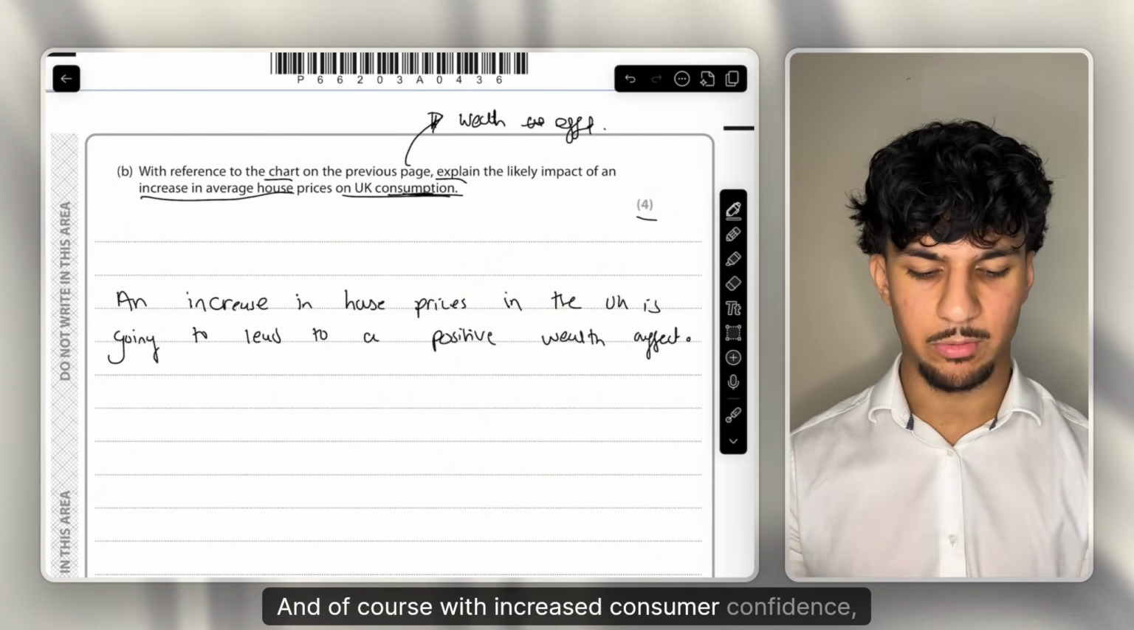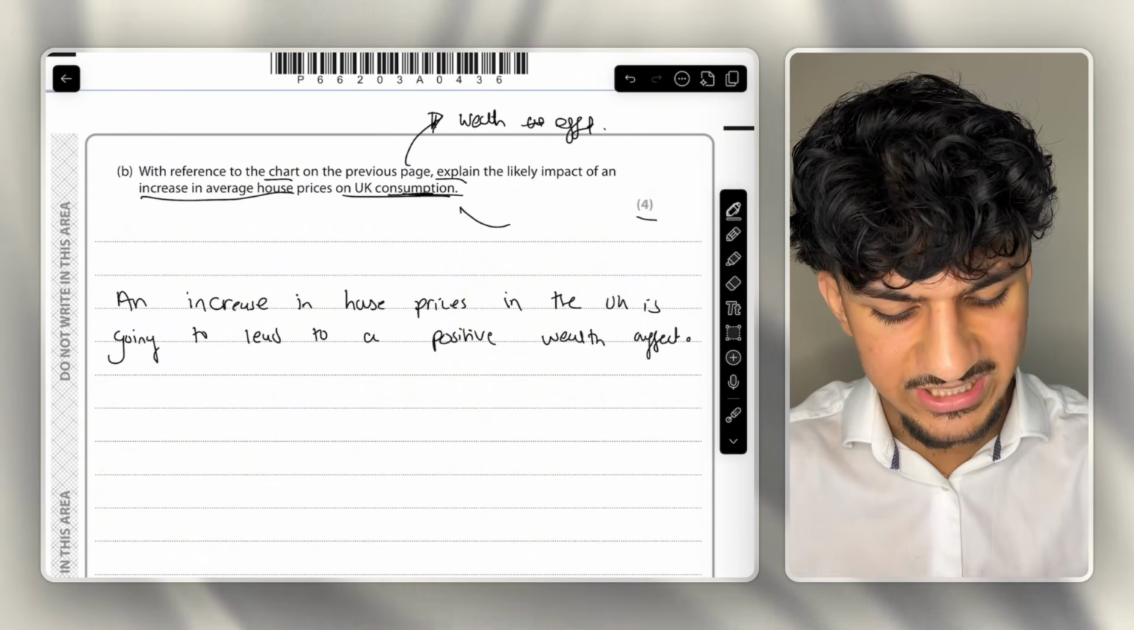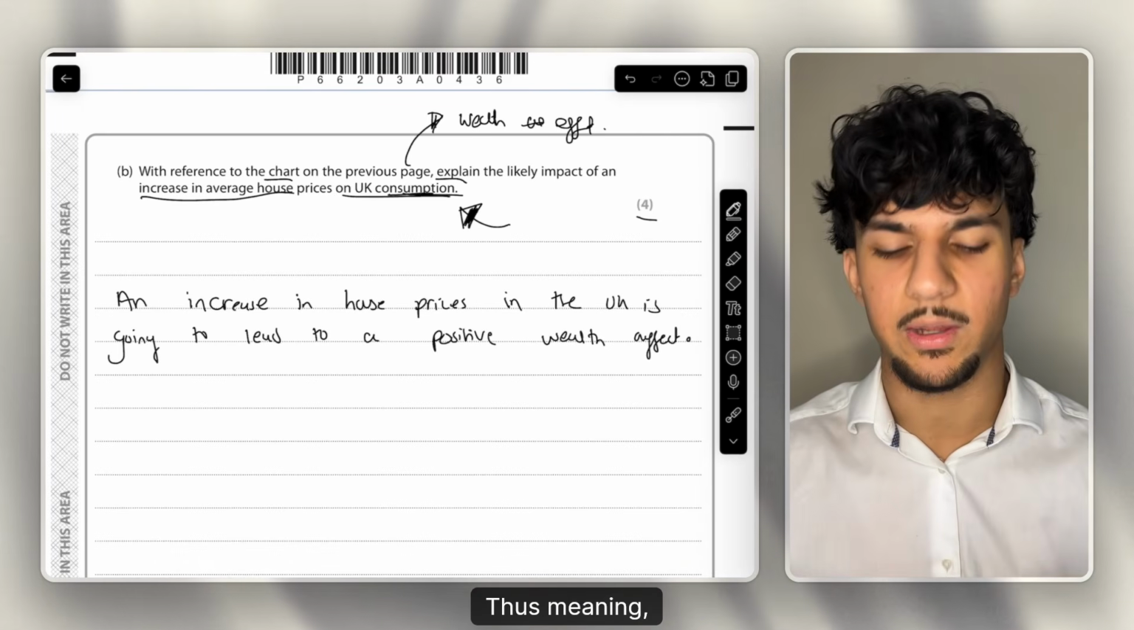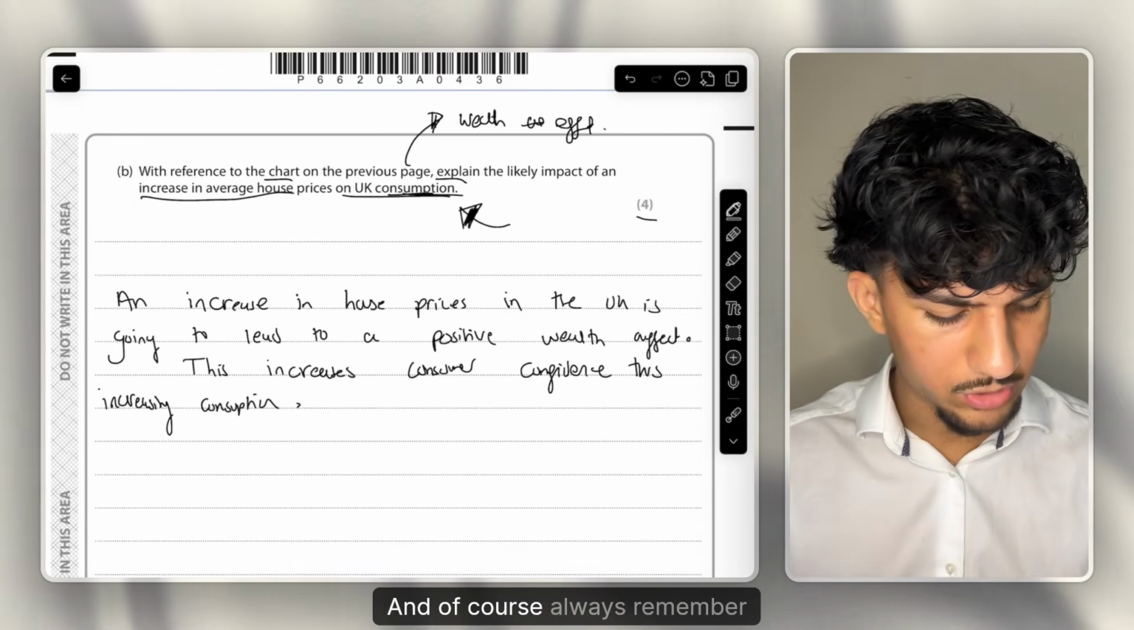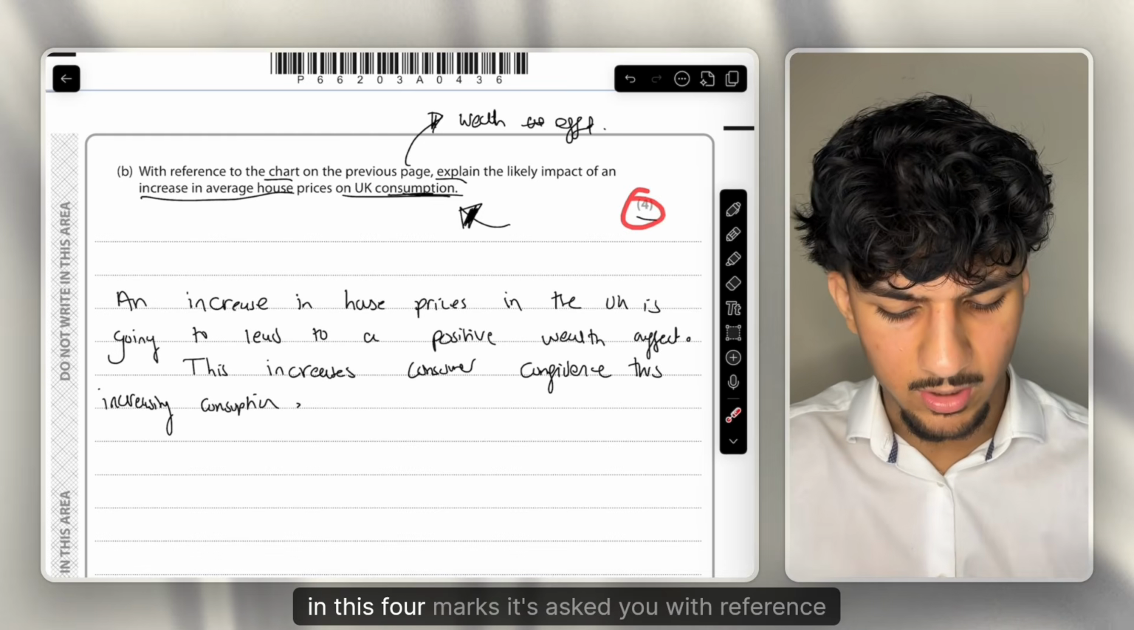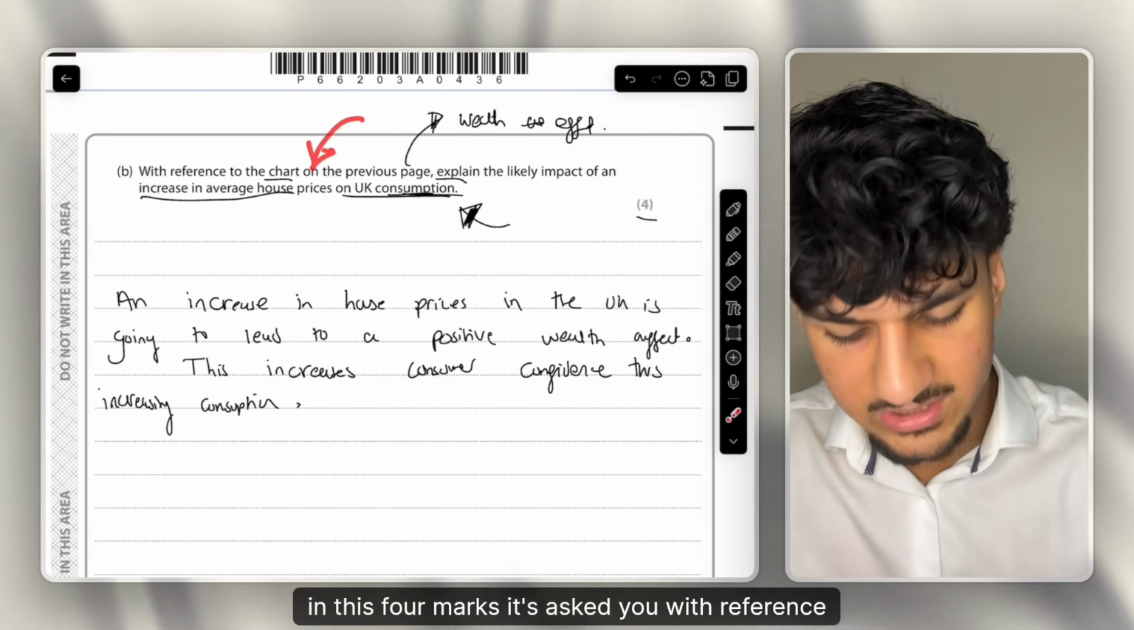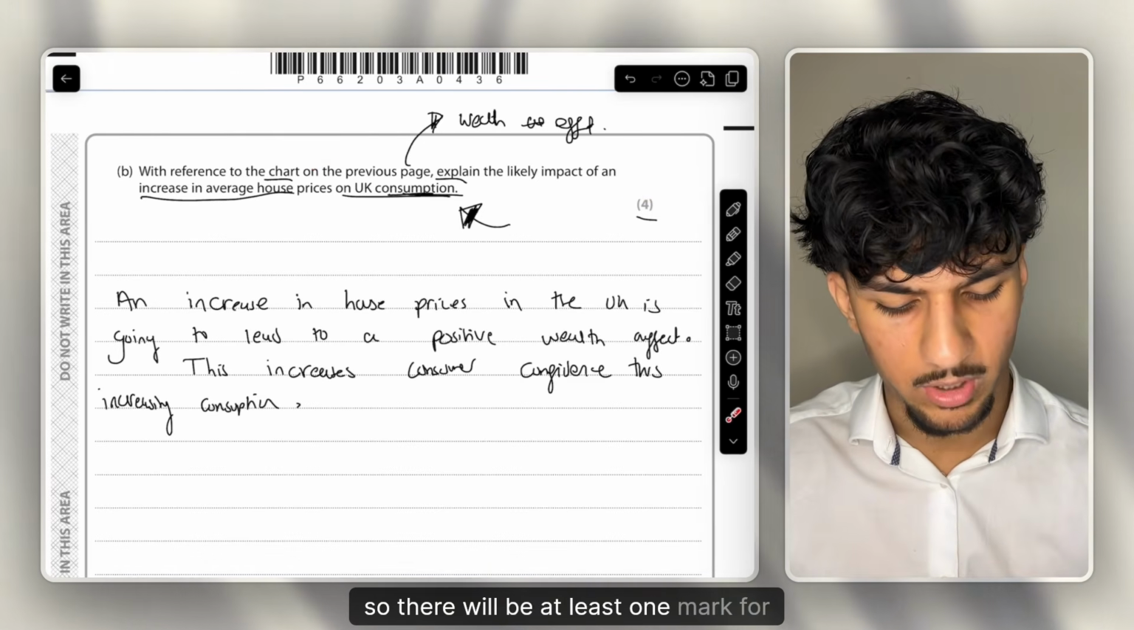And of course, with increased consumer confidence, what's the question asking about? It's asking about consumption, thus meaning there's going to be an increase in consumption. And always remember, in this 4 marks, it's asked you with reference to the chart, so there will be at least 1 mark for application.